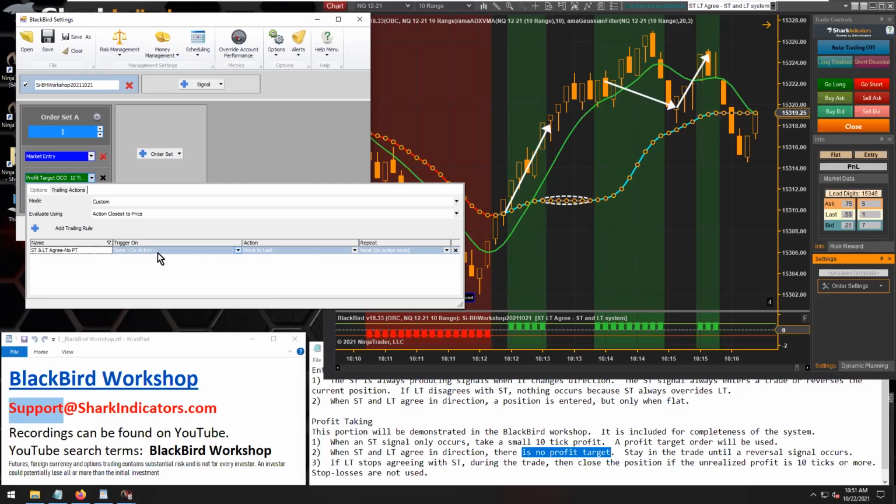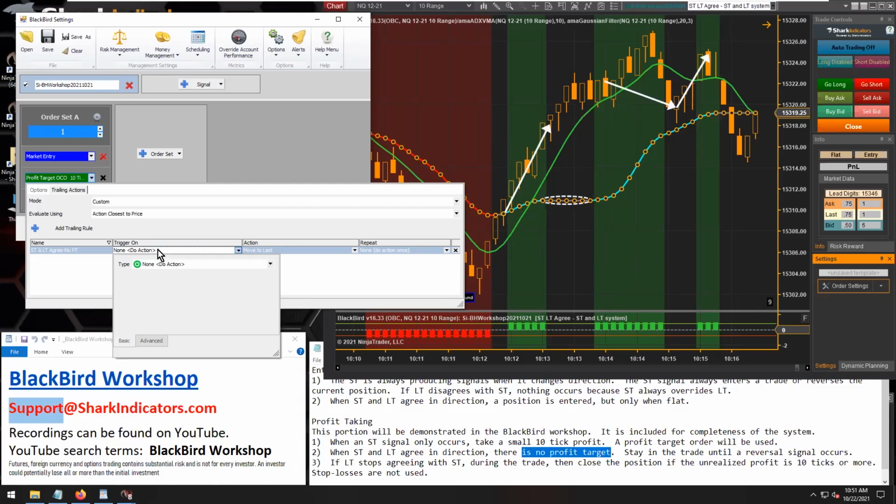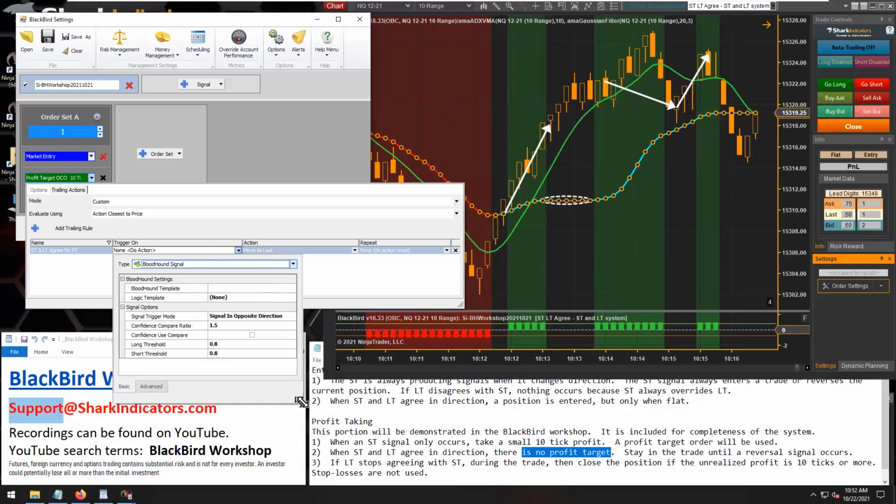So for the trigger, the way that this trailing rule can identify when the short-term and long-term agree is we're going to read the BloodHound logic template. We're going to read the BloodHound signals. So for our trigger, we're going to use the BloodHound signals on the bottom here. And let's open this up a little bit. There we go.